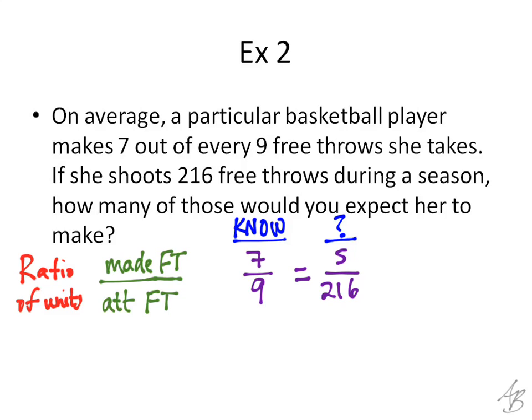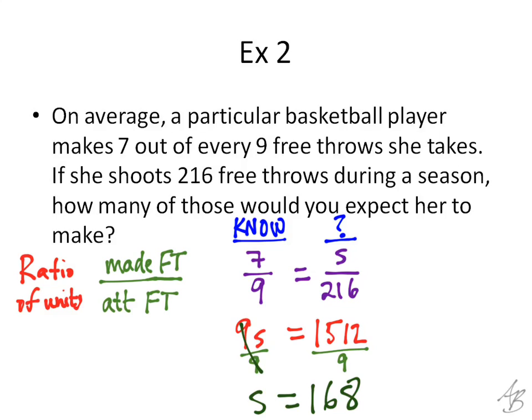And so how do I solve for S? Cross multiply. 9 times S is 9S. 7 times 216 is? 1,512. Okay, 1,512. And then how do I get S by itself? Divide by 9 on both sides. So we get S all by itself over there, 168.